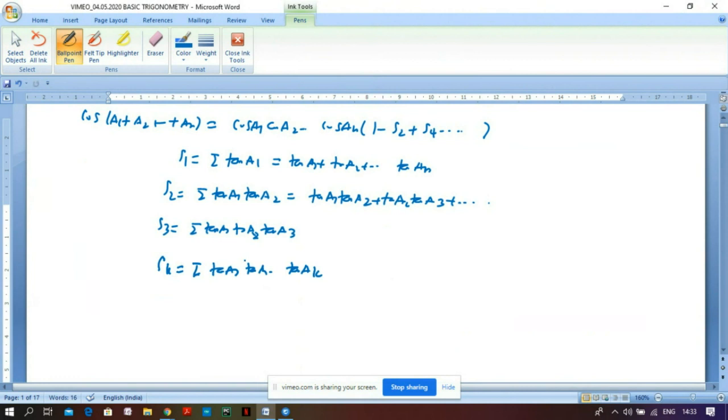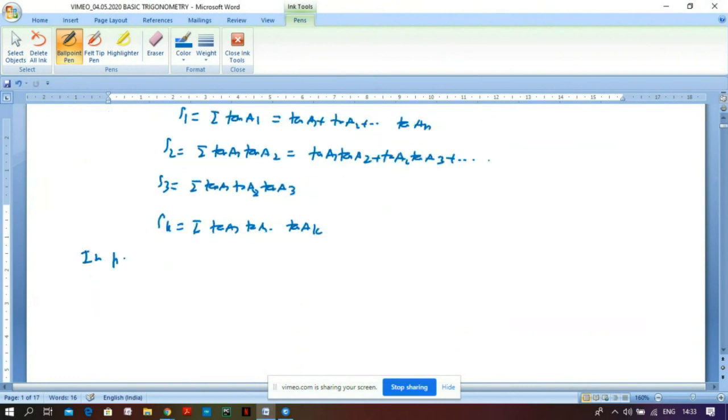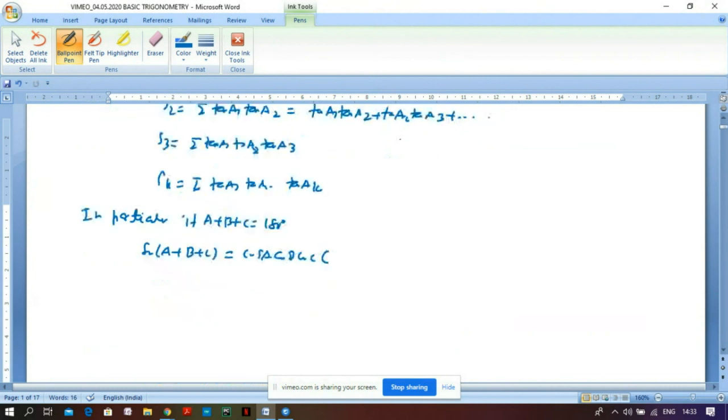That's entirely routine. Now in particular, if a plus b plus c is 180 degrees, that is, they are the angles of a triangle, then you get sine of a plus b plus c equals cos a cos b cos c times, as you saw earlier, s1 minus s3, so I can write in full: tan a plus tan b plus tan c minus tan a tan b tan c.